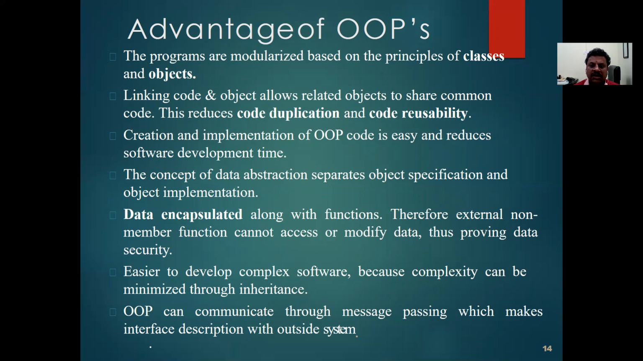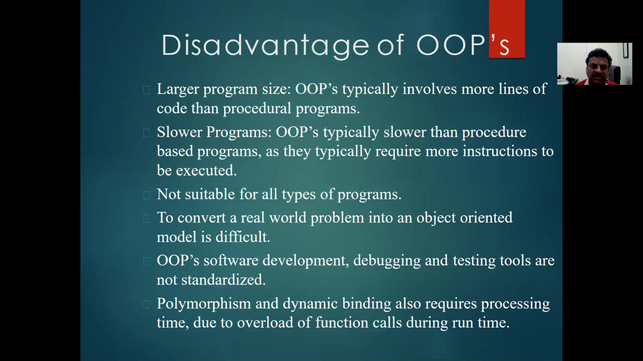Therefore, external non-member functions cannot access or modify data, thus providing data security. It is easier to develop complex software because complexity can be minimized through inheritance. OOP can communicate through message passing, which makes interface description with outside systems easier.